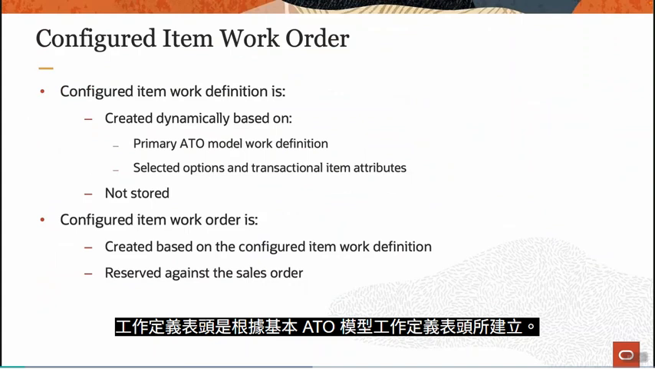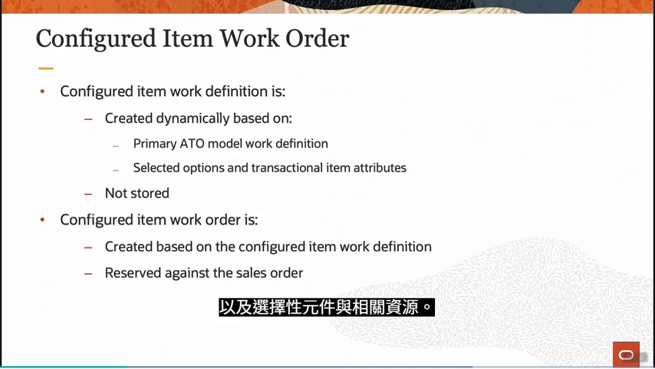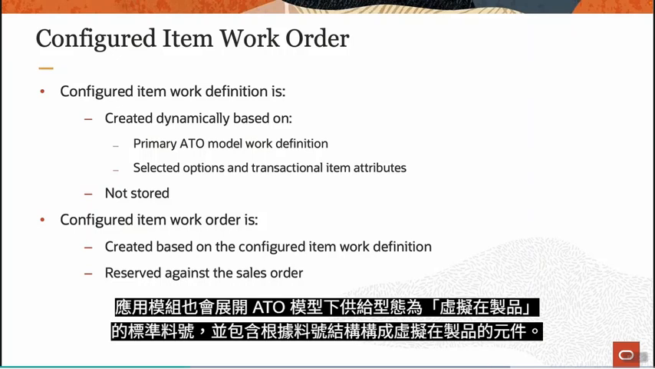The work order is then created based on the configured item work definition. The Build and WIP attribute for the configured item must be set to Yes in order to allow the work order creation. When the work order is completed, the reservation is transferred to Oracle Fusion Inventory Management. This screenshot depicts the configured item work definition process flow. You can pause the video to briefly note the work definitions and also note the flow and the relationships between them.